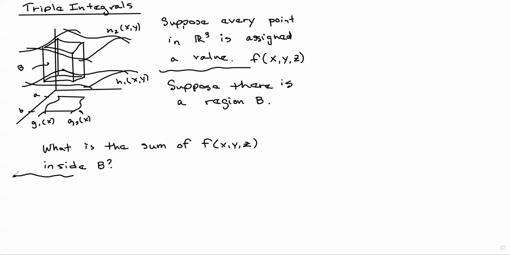All right, so let's see, how could we do that? What we're going to start off with is figuring out, how do we add up temperature? How do we add up f of x, y, z? And the way that we're going to do that is we're going to start off with a cube. All right, so we're going to suppose that we've got a cube. This cube is in 3 dimensions.